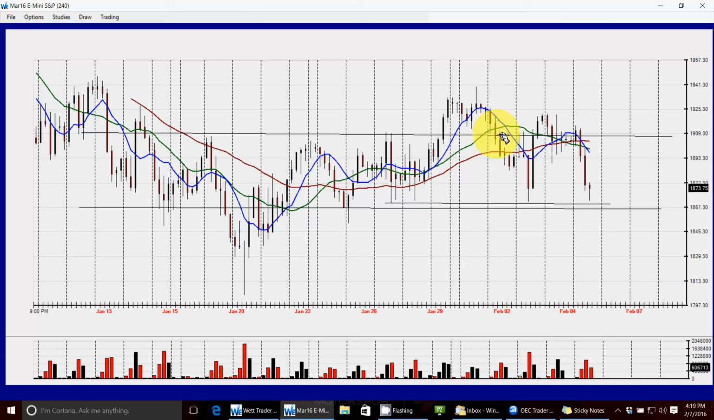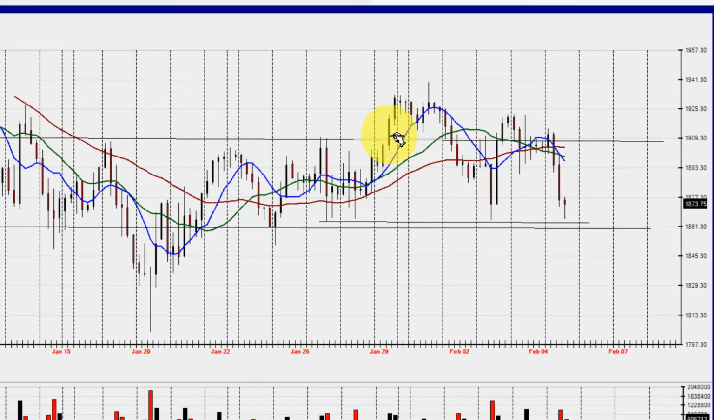We retested them. Once you break out of your resistance area, so if you're trading here, this is resistance. Once you break out through the resistance area, that resistance should now be considered support. And if the market doesn't hold that support area, that should tell you something, folks, that now it's going to become resistance again.